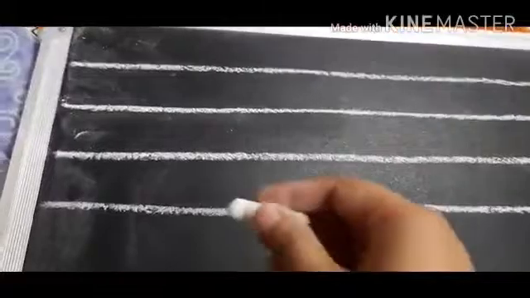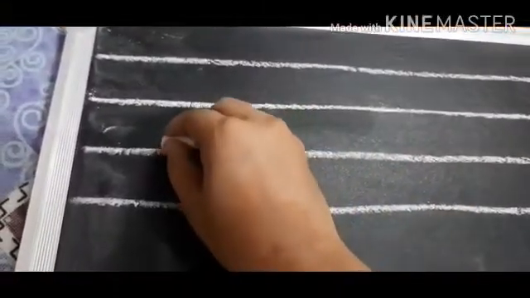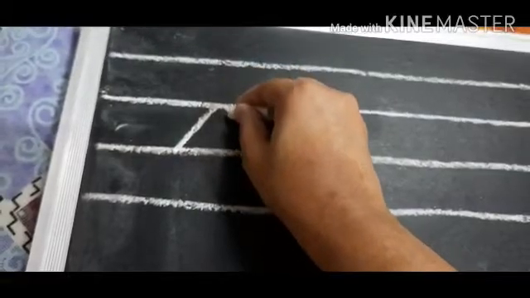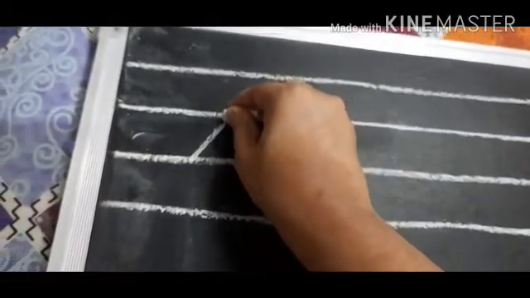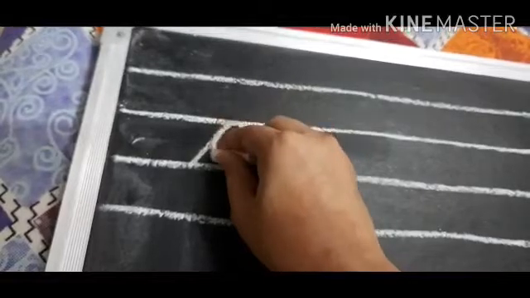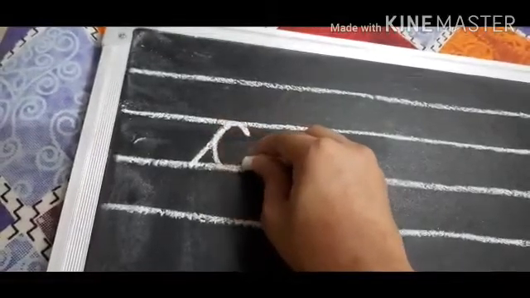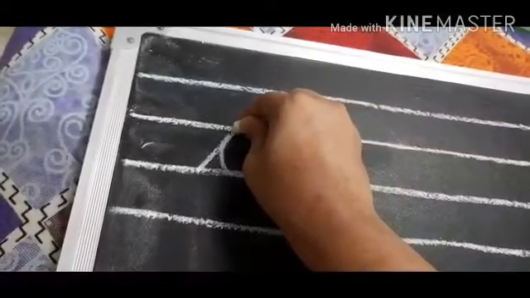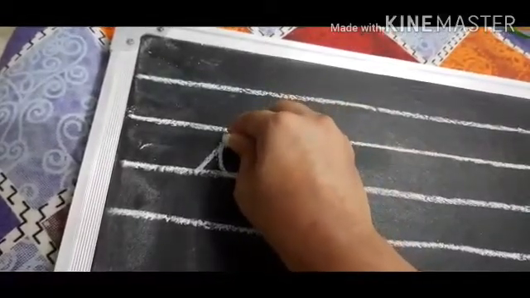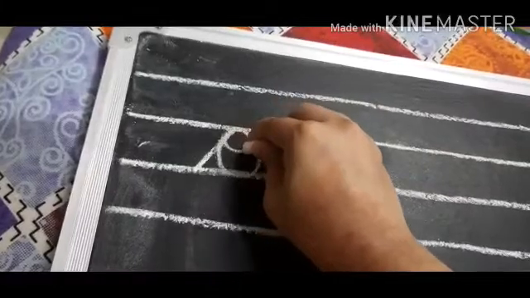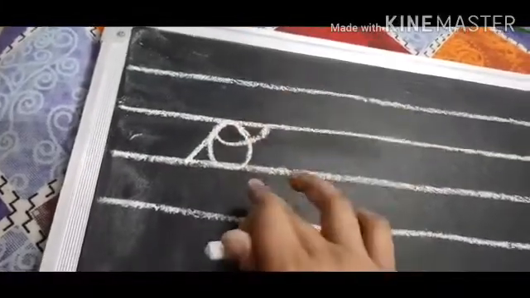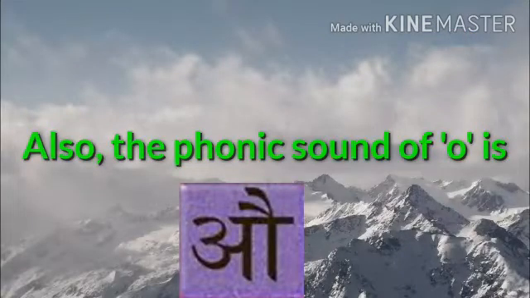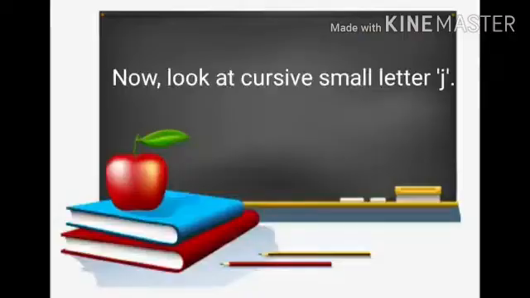From the third line, we will go slant, take a turn, go back, make a half curve, join it, then again repeat on this line and then take a turn. Cursive O. Also, the phonic sound of O is O.